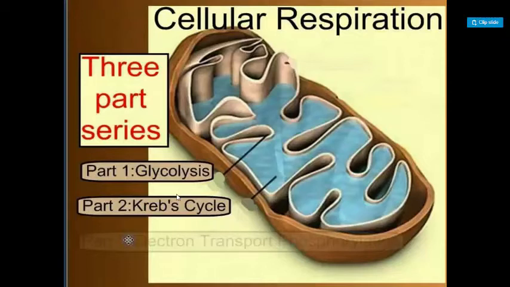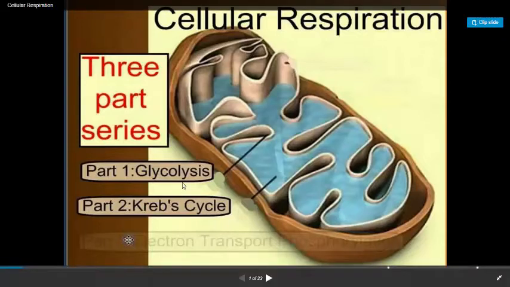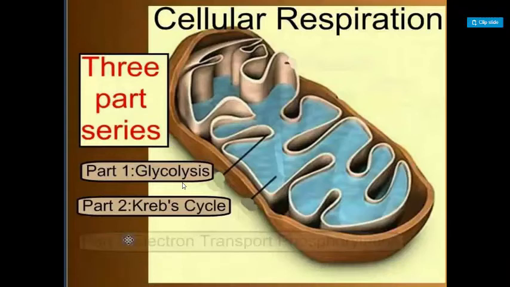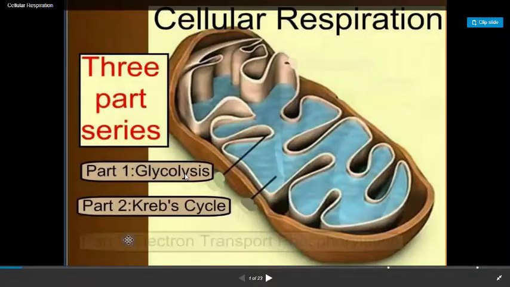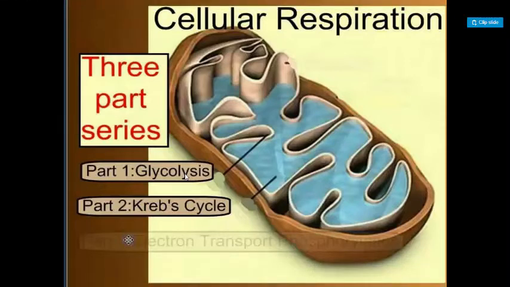Glycolysis happens in the cytoplasm. Glycolysis is going to happen within the cytoplasm of the cell, and it does not need oxygen. So glycolysis is also called an anaerobic process. Why is it an anaerobic process? Because it does not need oxygen.